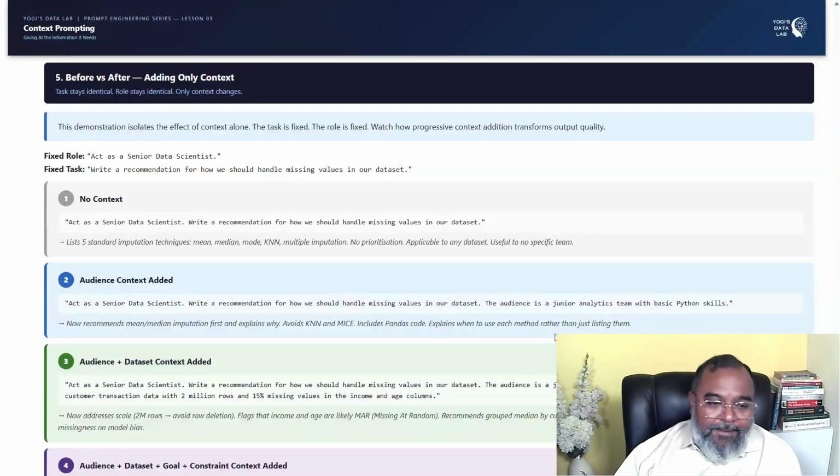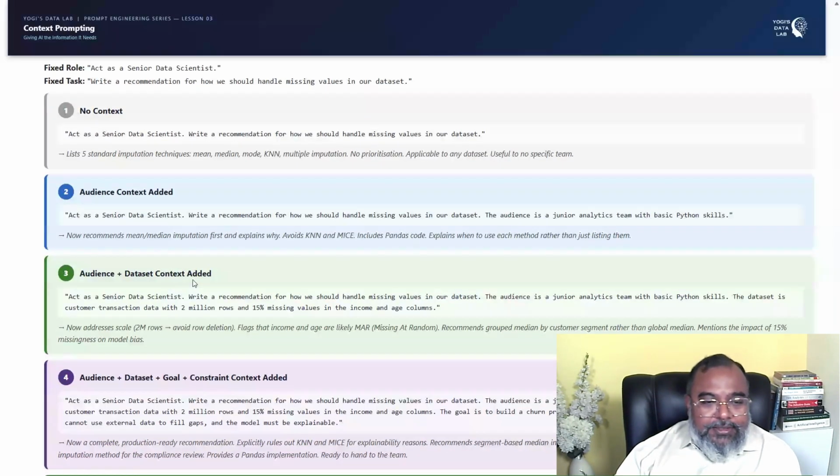This gets better. Now you give the audience plus dataset context. Act as a senior data scientist, write a recommendation for how we handle missing values in a dataset. The audience is a junior analytics team with basic Python skills, and the dataset is customer transaction data with 2 million rows and 15% missing values in the income and age columns. So you gave it some understanding of the data. Now, 2 million rows is not small data to work on, so it tries to scale this. It addresses this: there are 2 million rows, so avoid row deletion. It flags that income and age are likely missing at random.